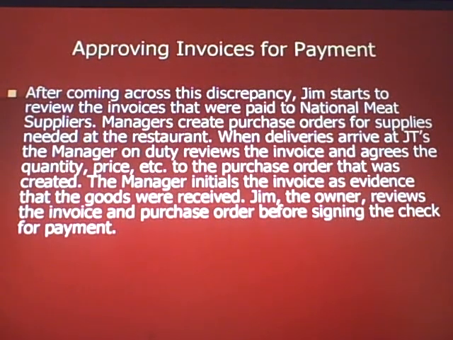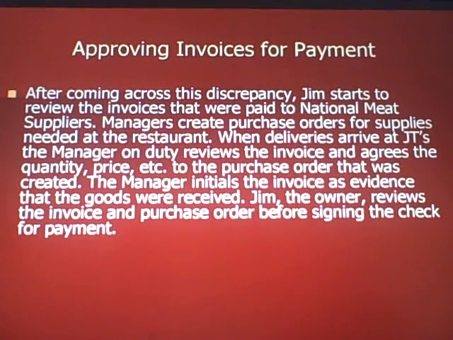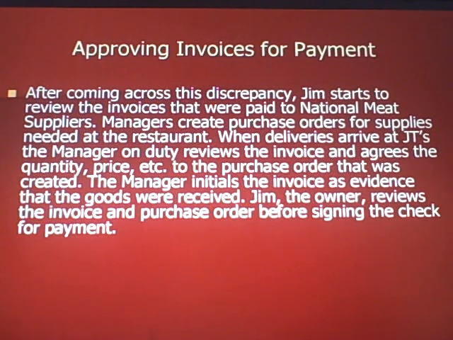Next, the process of approving invoices for payment. After coming across the discrepancy, Jim, the owner, starts to review invoices that were paid to National Meat Suppliers. Here's the company's process. The managers create purchase orders for supplies needed at the restaurant. For example, we need more chicken and fish. When deliveries arrive at JT's, the manager on duty reviews the invoice and agrees the quantity and the price and other information to the purchase order that was created. In other words, does what was shipped, what came in the door, match what we ordered?